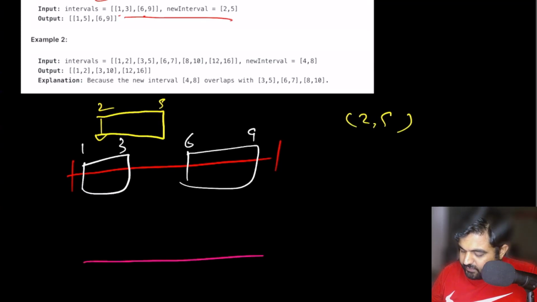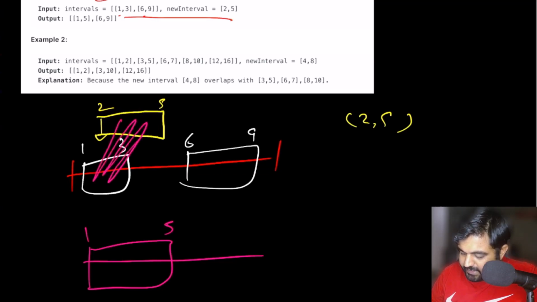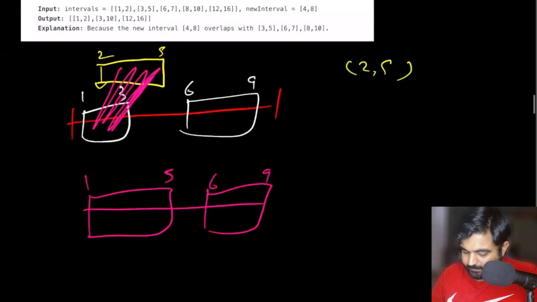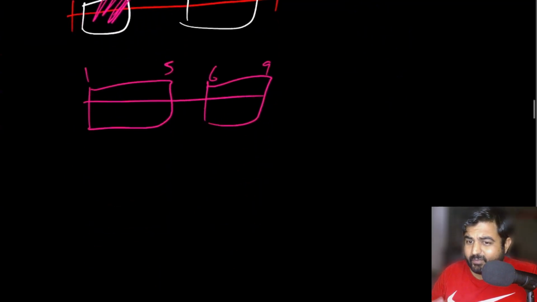If we add this new interval, what is the answer going to look like? Again, it's pretty simple. 1 to 5, this is going to be the first interval after we merge these two, and then 6 to 9, since we are not doing anything, we can simply keep it as it is. Solving this problem is actually quite simple.